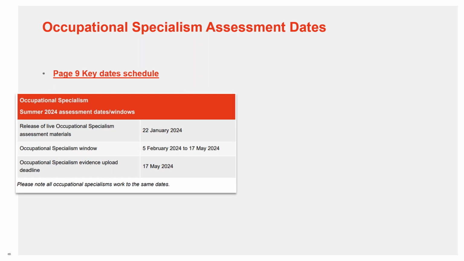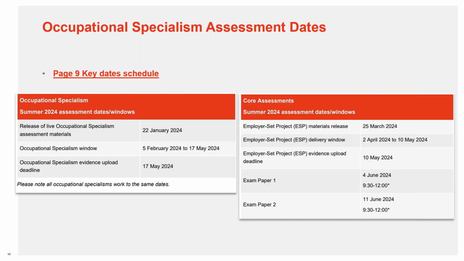But this next, if you could do a click to give the other half over. Obviously, it needs some careful planning about when you manage the assessments for the occupational specialism. But it's worth bearing in mind that if you've got any learners that are doing resits or for some reason have not fully completed the assessments for the core, or thinking about your time in all of this, there is an overlap with the core assessments as well. You can see that the employer set project delivery window is between the 2nd of April and the 10th of May. So it fits within the occupational specialism window. So just something to bear in mind when you're planning your year ahead.